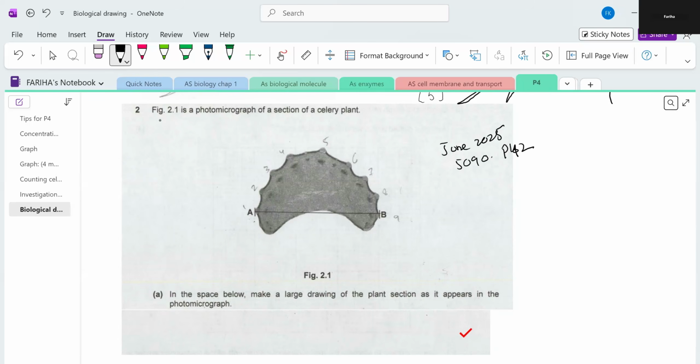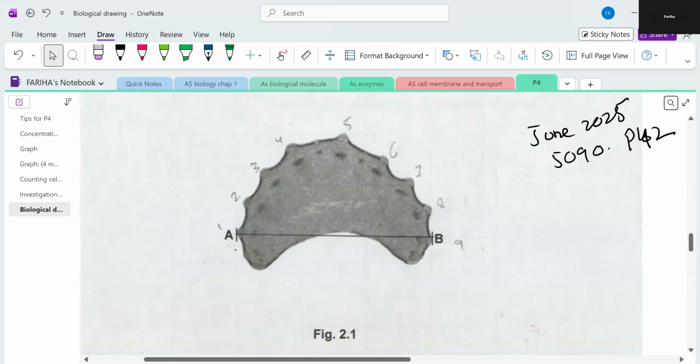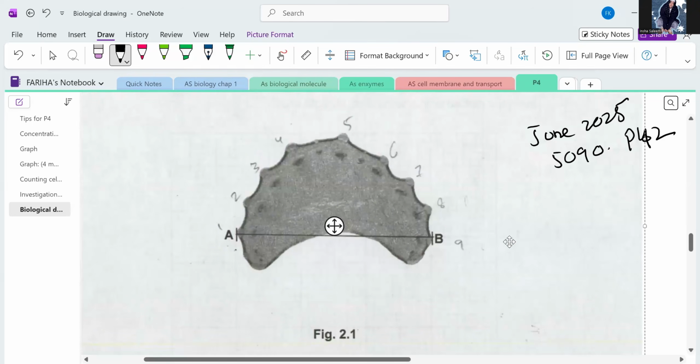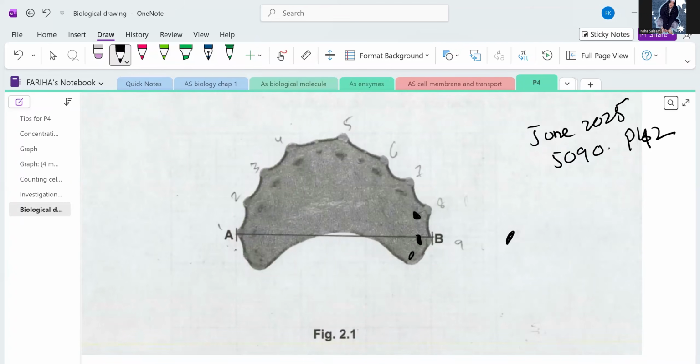Okay. Now figure 2.1 is a photo micrograph of a section of a celery plant. So this is a figure. Okay. So what do you think? How do we need to draw it? How should we draw these vascular bundles? Do we need to draw them in this way? No. Do we need to shade them? No. No, we don't need to shade it. Otherwise, we are going to lose 1 mark.